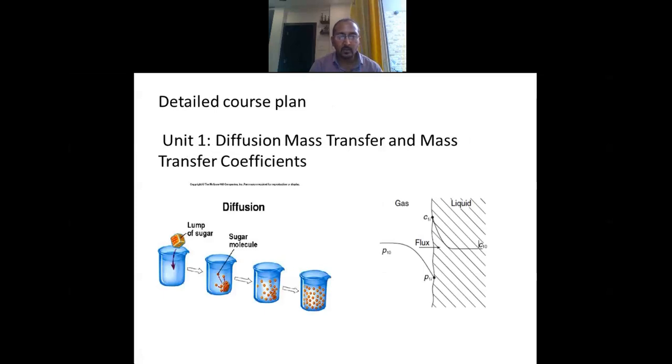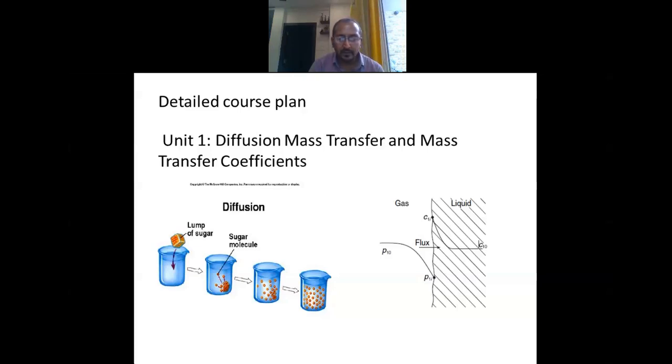So this is the detailed course plan. This is our syllabus. First unit is diffusional mass transfer and mass transfer coefficient. You have learned diffusion in school, in your 10 plus 1 and 10 plus 2. If we put a lump of sugar in water, the sugar molecules will dissolve and diffuse in the water, and then get uniformly distributed throughout the water. So that is diffusion.